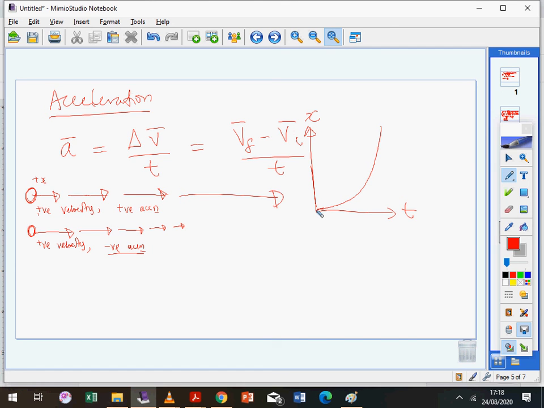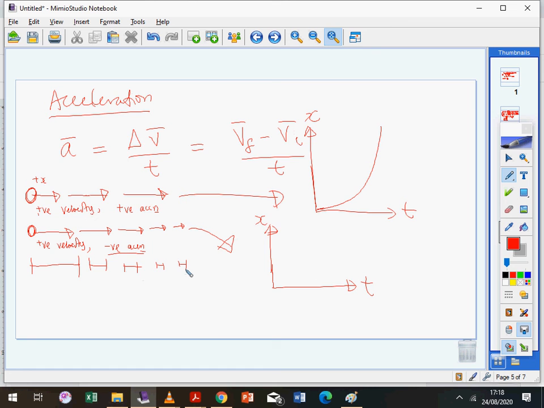What about this one here? The object is decelerating in the positive direction. So it has a positive velocity, but the distance that it's covering in each time interval, is it going up or is it going down? That's the question you ask yourself. In this case, the distance covered in each respective time interval is going down, right? The distance in each time interval is going down and down and down.